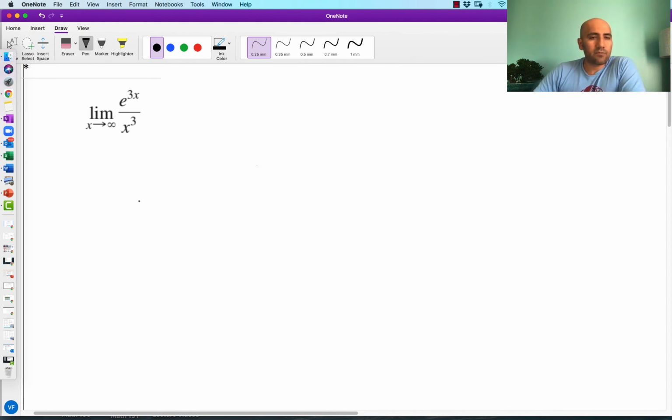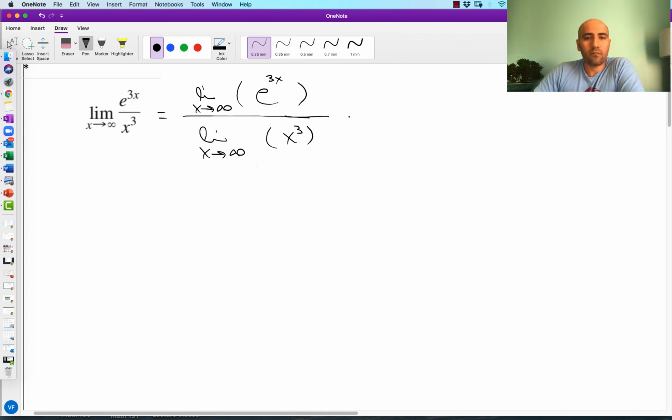Okay, let's say we're tasked with finding this limit. Let's begin by evaluating the limit of the numerator and the limit of the denominator. This is going to be equal to the limit as x approaches infinity of e to the 3x divided by the limit as x approaches infinity of x to the third power. If we think about the graph of e to the power of 3x, as x goes toward infinity, this is going to grow toward infinity, right?